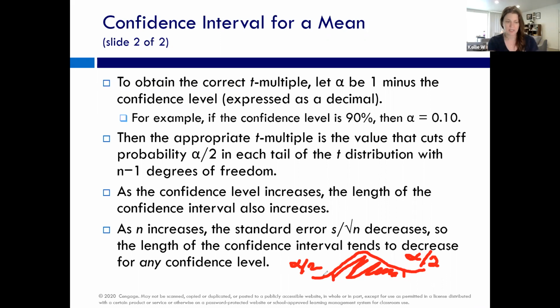So the two portions that we're cutting off on the tails need to sum up to 10%, to 0.1. So the 0.1 divided by 2 is 0.05. So that's how you set this.